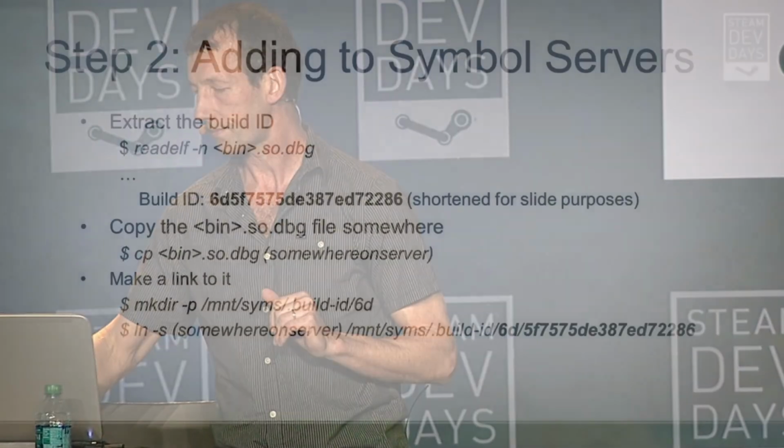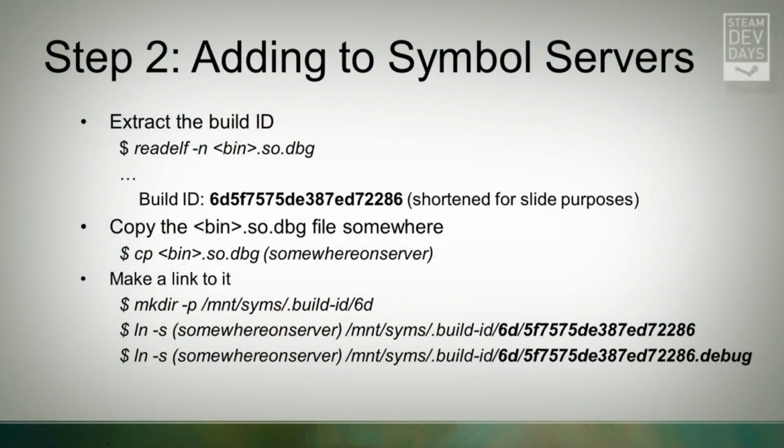Why not? We actually create 2 links. The first one is used to find the machine code file. The second one is used to find the debug information. But as I said, we have everything in one file, so both links point at the same location in our symbol servers.